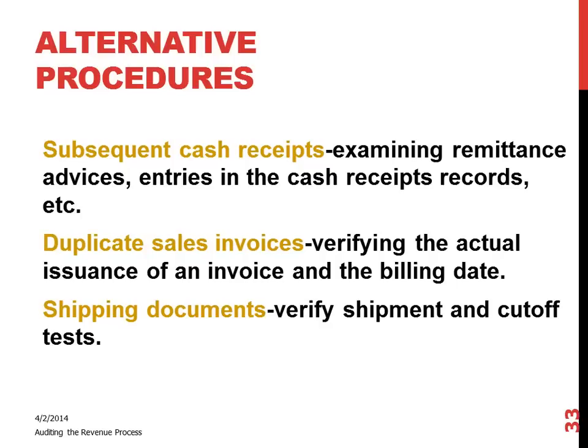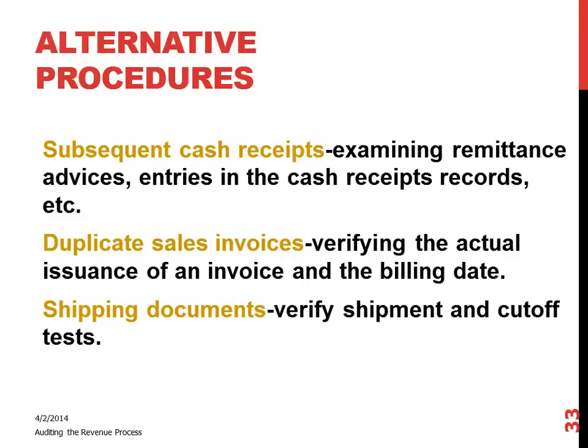You could also look at duplicate sales invoices to verify the actual issuance of a sales invoice and a billing date. And again, keep in mind that for the auditor to be able to rely on duplicate sales invoices, they would have to have tested controls over the sales transaction process, as well as gathered information about the amounts recorded in the sales journal. In other words, they would have to have satisfied assertions related to sales and transactions and events related to sales.